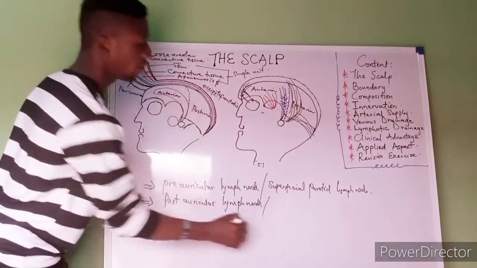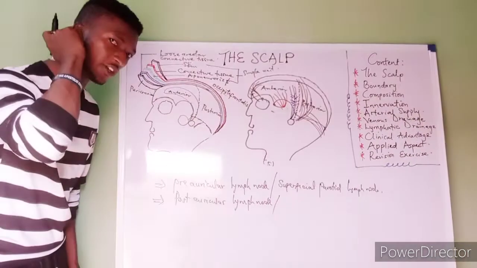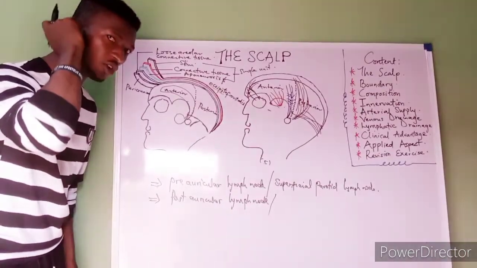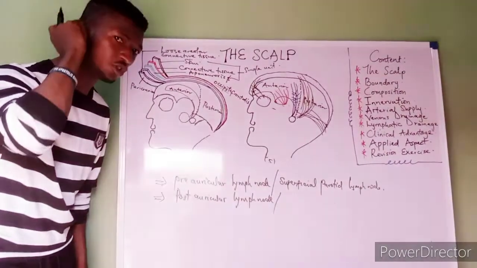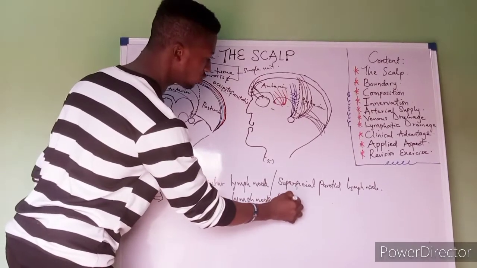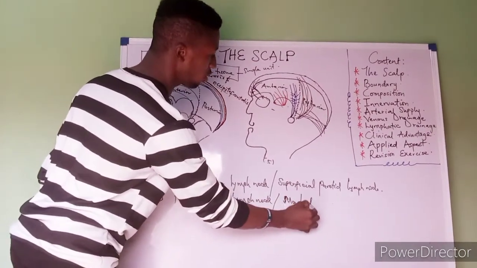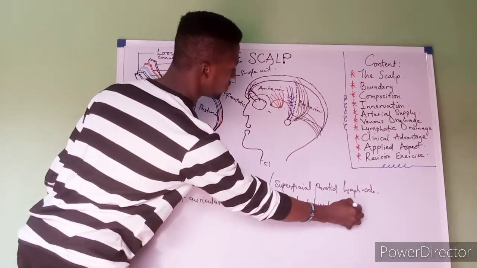Post-auricular lymph node. But when you check this region of the skull, you have a bone here. This bone is called what? Mastoid. This region is called the mastoid bone. So we call it the mastoid lymph node.